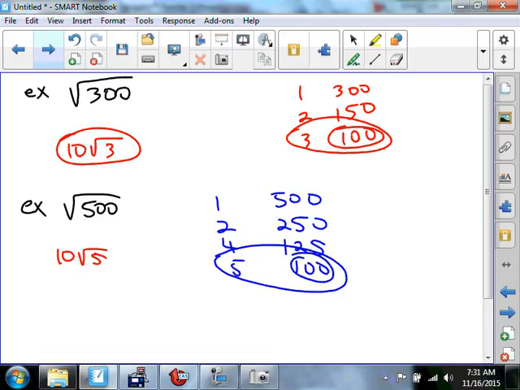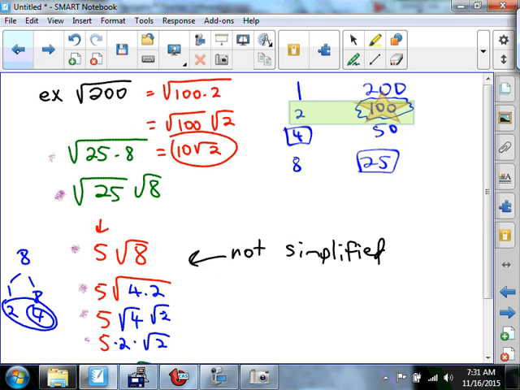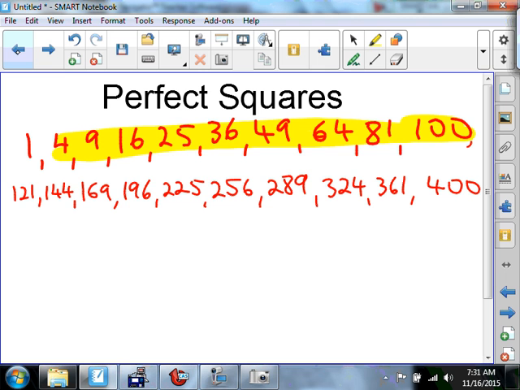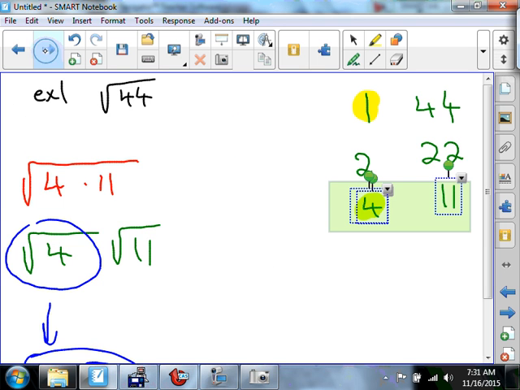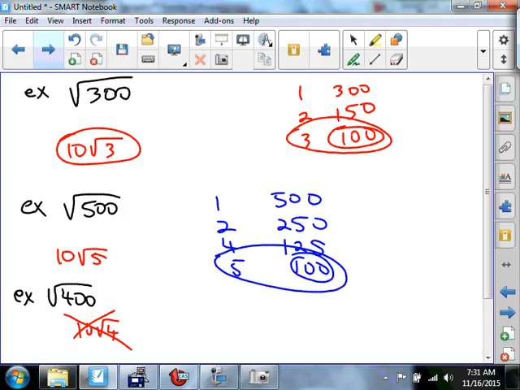Okay. So I know what you're thinking. You're probably thinking, well, then the square root of 400 would just be 10 rad 4. Well, it's not. Because if you know your perfect squares like you should, you'd realize that 400 is a perfect square. And so when we simplify the square root of 400, that's really just 20. So be careful on those. Sometimes you're going to be simplifying a perfect square.